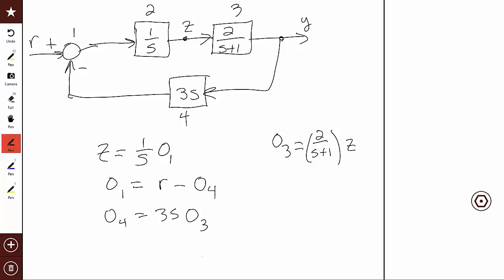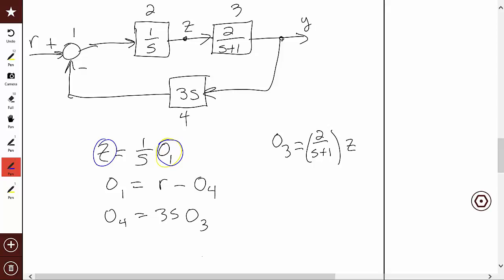How many unknowns? Do you know output one? No. Let me use a different color. That's an unknown. Z, do you know Z? No, that's what I'm trying to find. Output four, you know output four? No. Output three, do you know output three? No. Output two? Oh, excuse me, Z? Count it. How many unknowns? Four. How many equations? How many things did you start with? One, two, three, four. How many equations do I get? You see a rule here?